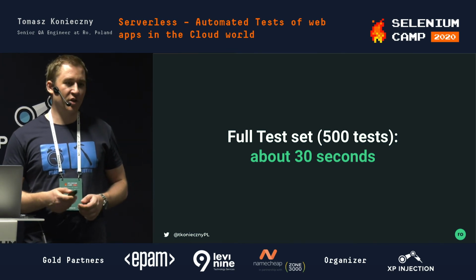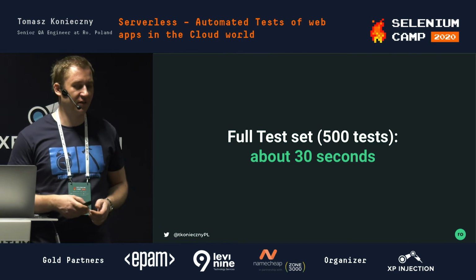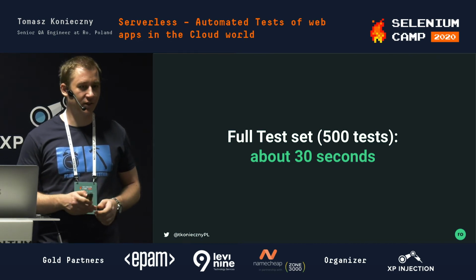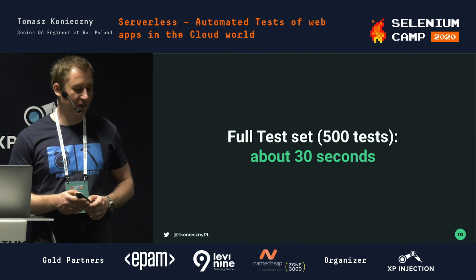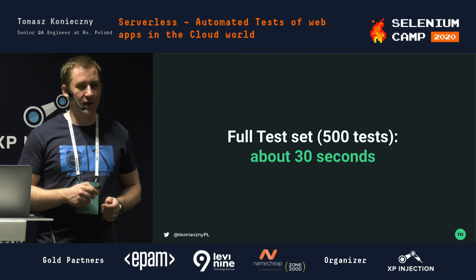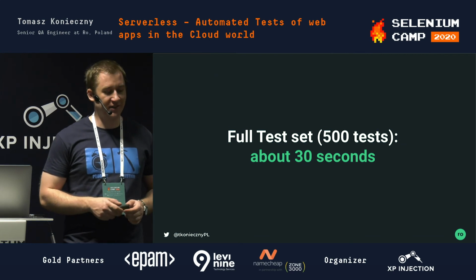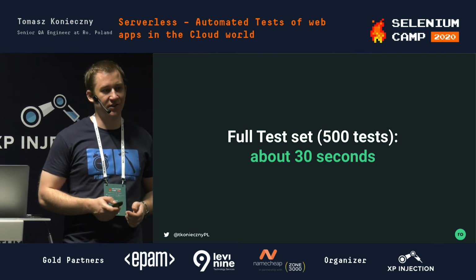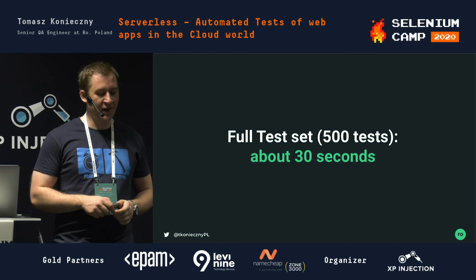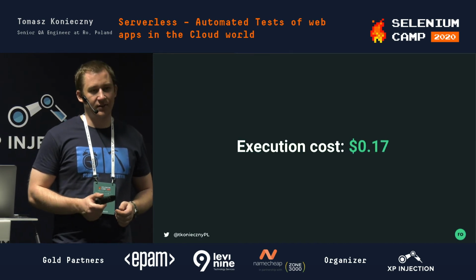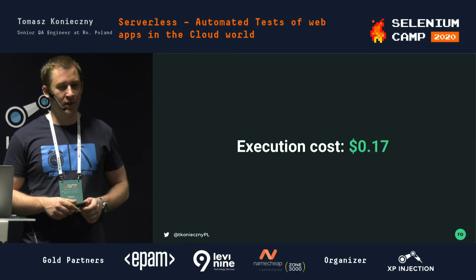If we add deployment time, it will be like 35, maybe 40 seconds to execute the whole set. So it's a really significant reduction of the execution time. But what about the execution cost? Because we just ran like 500 Lambda functions at the same time, concurrently. Well, it's about 17 cents. I calculated it for the specific case.